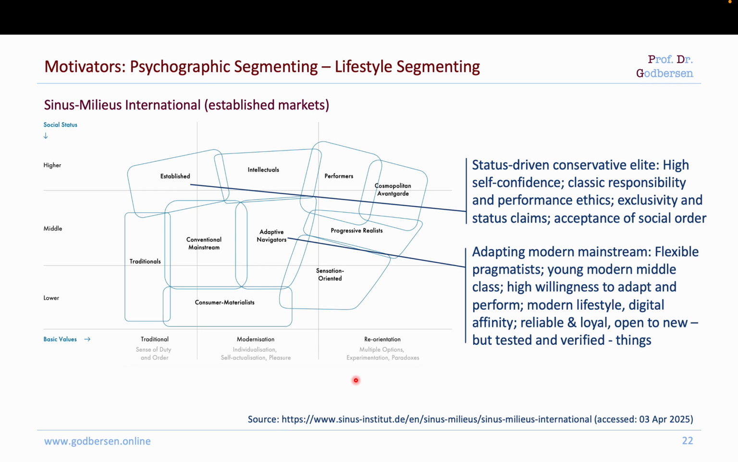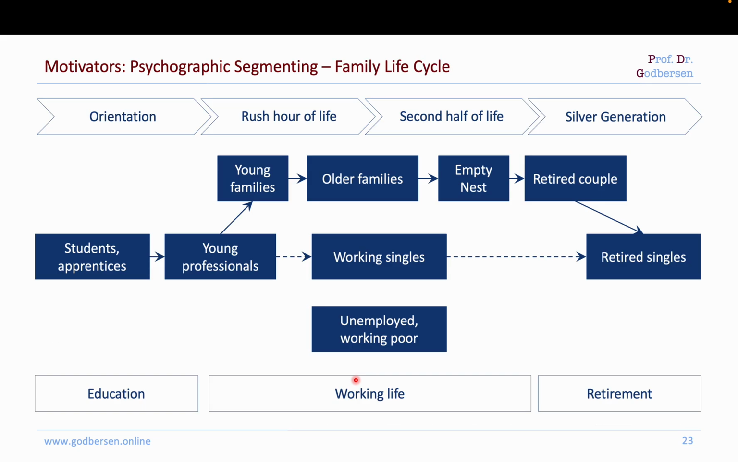Now, to use this, you probably have to go to the Sinus people and give them a bit of money to help you with your segmenting, because, as far as I know, they're not very transparent with their method, so it's hard to use their questionnaire, their method, with your own market research. One thing you could use with your own market research is the family life cycle.